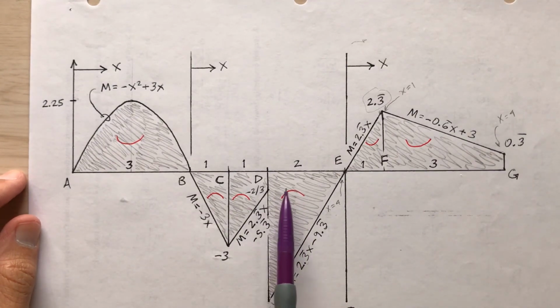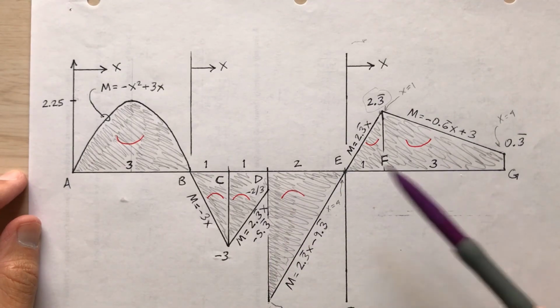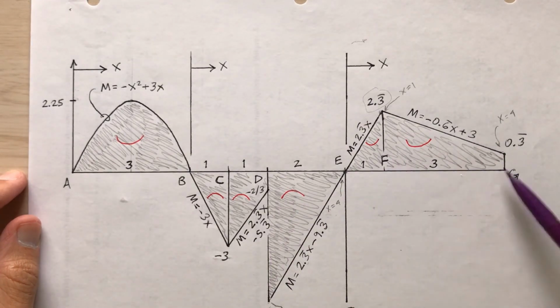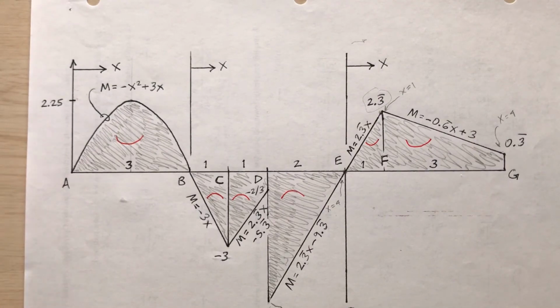It tends to be concave down between D and E. That's this little red arc you see that I drew. Between E and F it tends to be concave up. Between F and G it tends to be concave up.